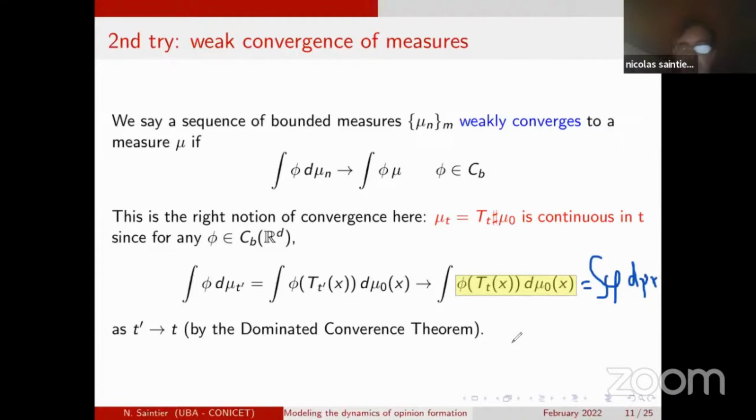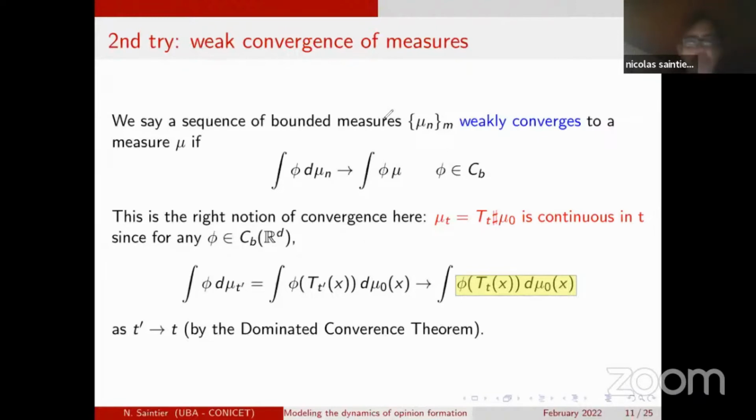And here this is very easy because, using the definition of the push forward, this integral here is just this one here. And now you pass to the limit just using dominated convergence, nothing else, because phi is bounded and mu naught is a bounded measure. So everything works fine. It's easy because I do not require any uniformity with respect to phi. So things work well.